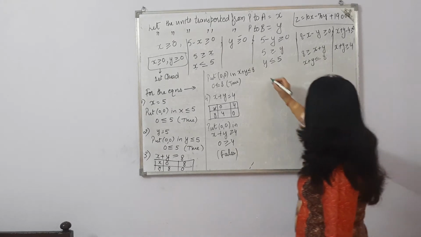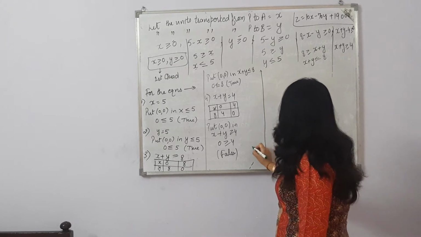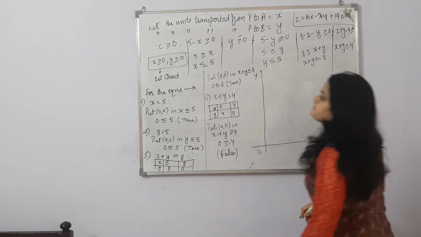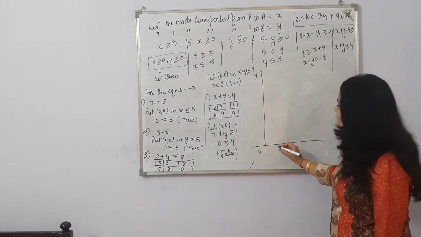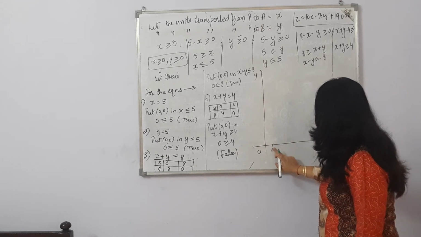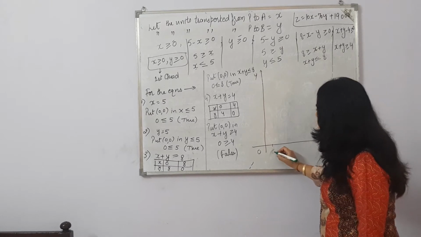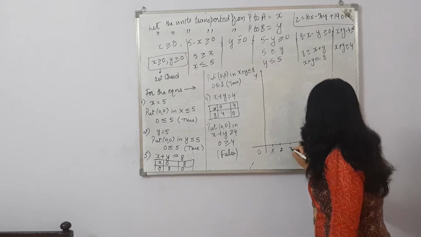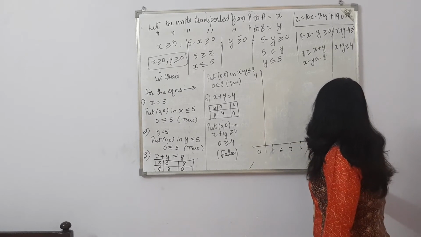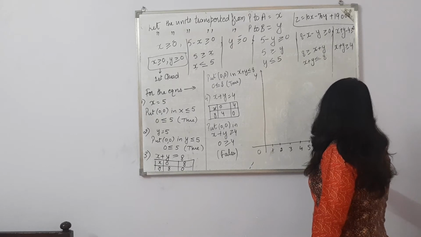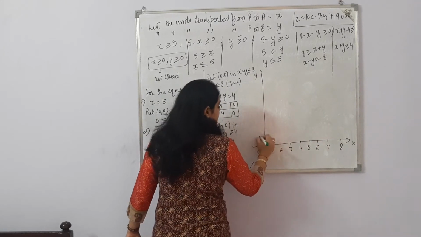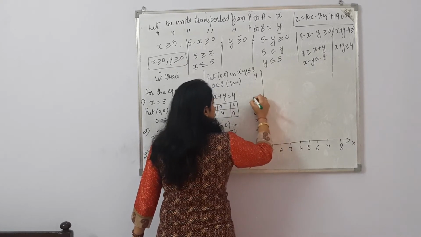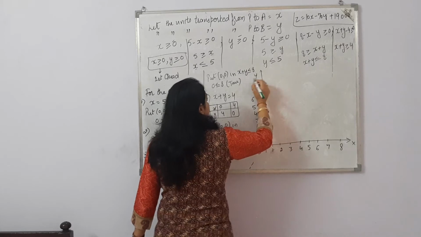first quadrant. So I am drawing just the first quadrant here. If you want to draw all 4 quadrants, it's up to you. You can draw. Now I am taking a gap of 1. 1, 2, 3, 4, 5, 6, 7, 8. 1, 2, 3, 4, 5, 6, 7, 8.